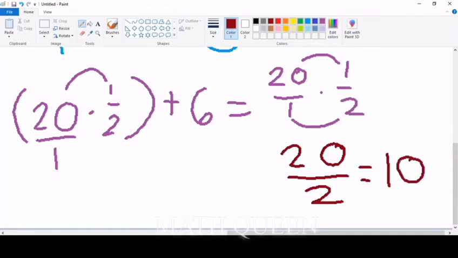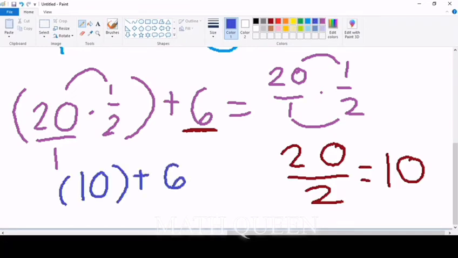But we're not done yet. Oh no. We still have a little 6 over here. We solved what's in the parentheses, which is what we have to do, but we still have a 6 that we need to add on to this. So let's go over here and write 10, which is what was in the parentheses, and then the 6 that's over here. And already we're at the end of the problem. We just need to add 10 plus 6, which is 16. And that is our answer.